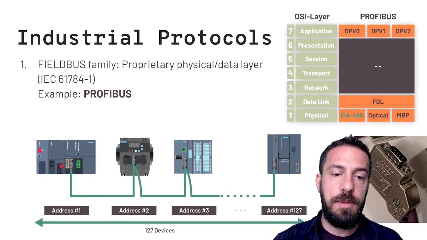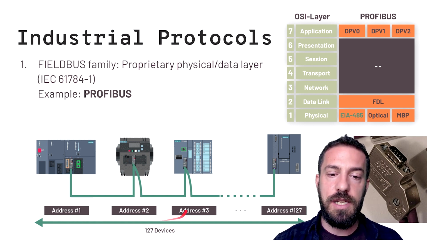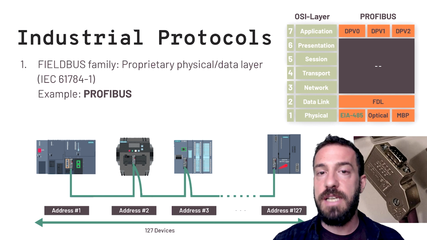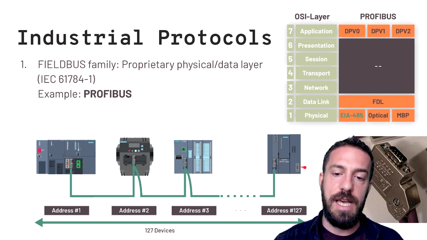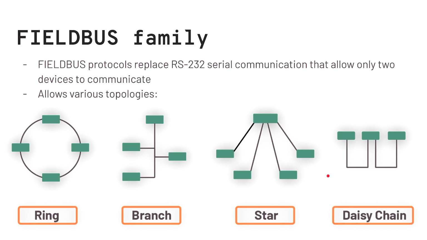Profibus is an example where you have, for example, a daisy chain from one PLC, the beginning PLC, you connect to a second PLC that connects to a third one. So this client PLC is talking to the servers, and you have a bus communication. Before we had only point-to-point, but this fieldbus protocol allows you to have one-to-many communication through up to 127 devices in this example. So this fieldbus family replaces the serial. Serial is only point-to-point, fieldbus is one-to-many, and it allows many topologies that are interesting.